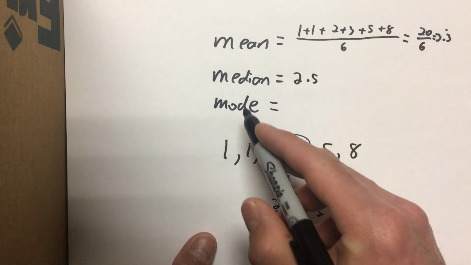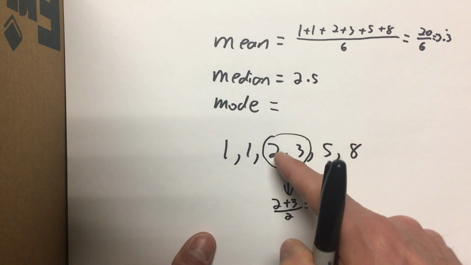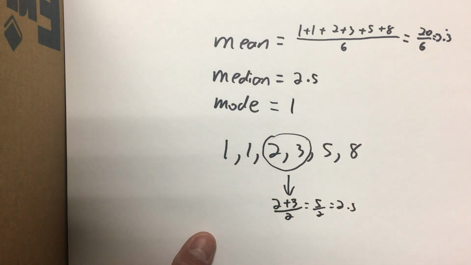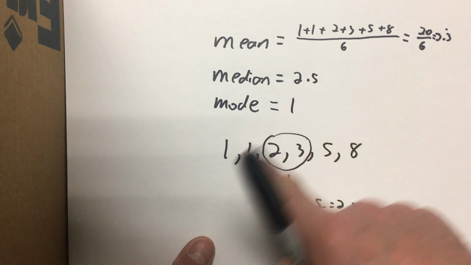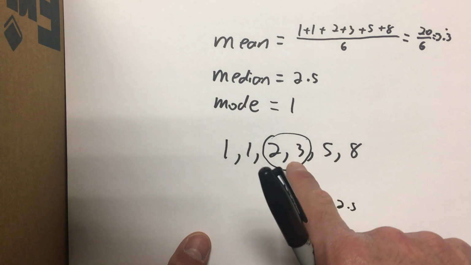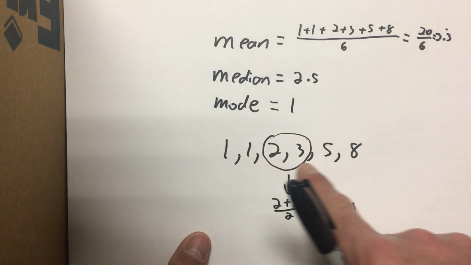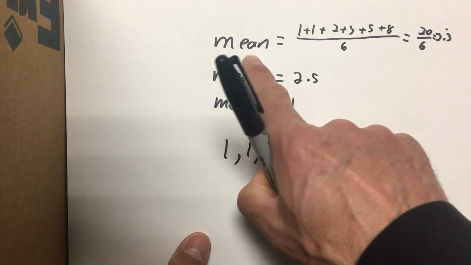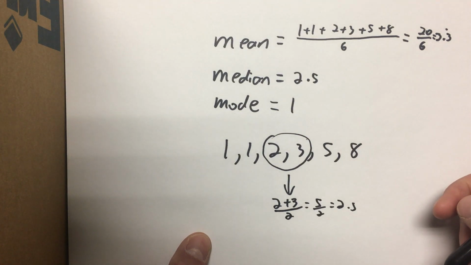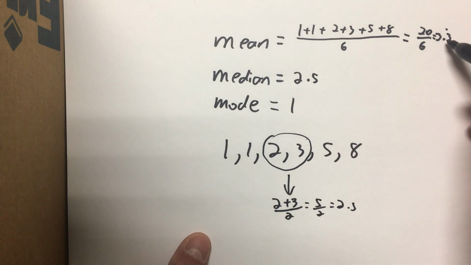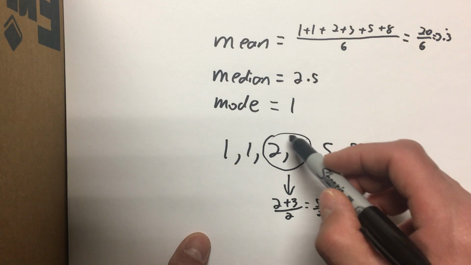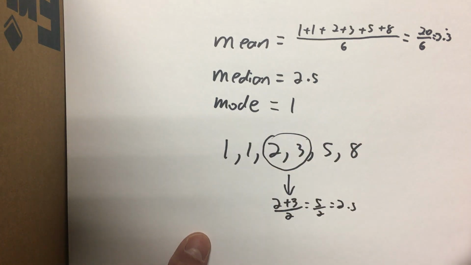The mode is the most common. In this case, I've got more 1s than I have of anything else, so my mode is 1. The mode is most common. The median is the middle number, or the average of the 2 middle numbers if they're put in order. And the mean is what you get when you add all the numbers together and divide by the number of numbers. So 3.3, 2.5, or 1 are all candidates as our best representative of this collection of numbers.